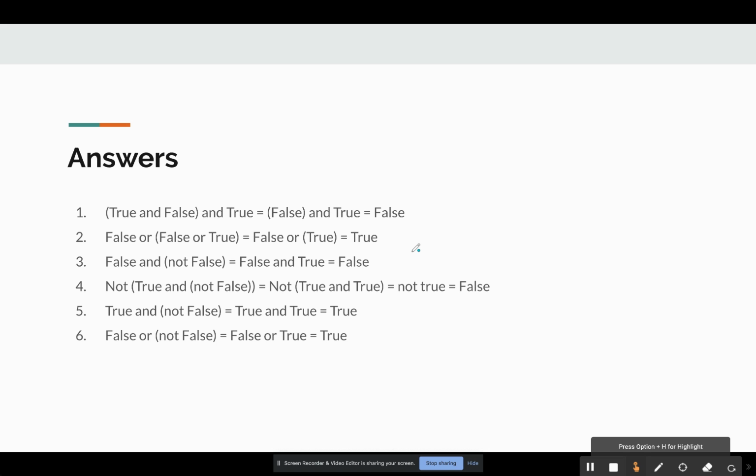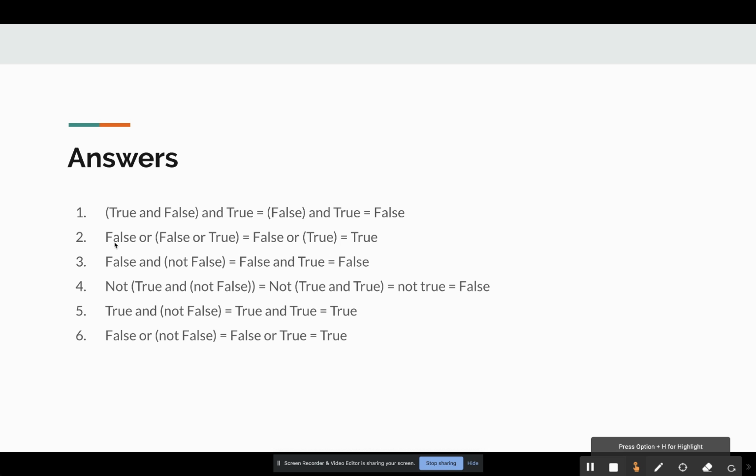Now let's look at the first example. True and (false and true). So we have to look at the parentheses first, false and true. Since this is an and statement with a false inside it, that means it is false. So then the overall statement becomes true and false, which we know is false.